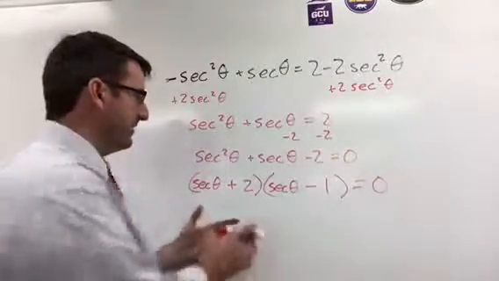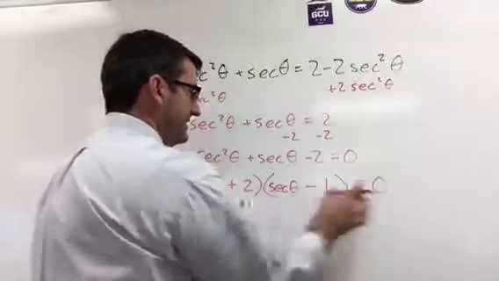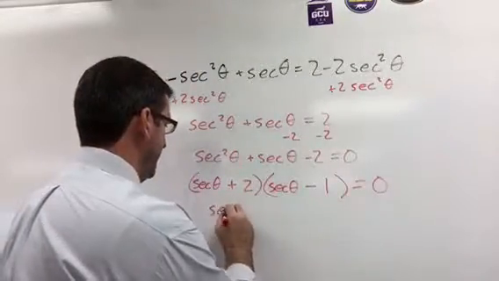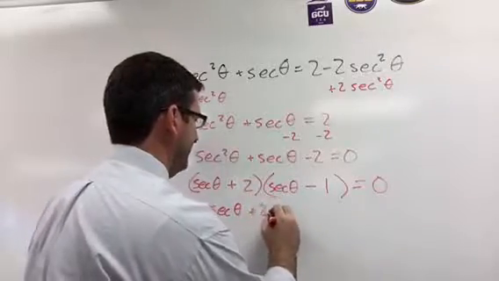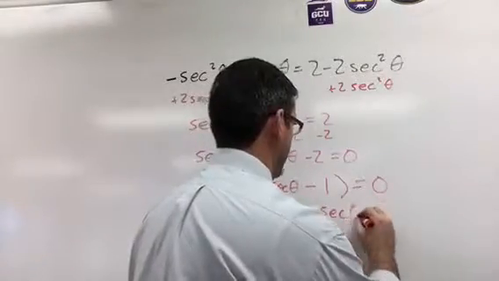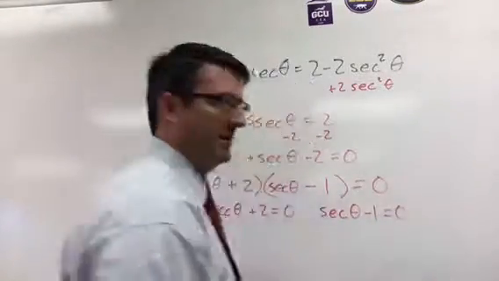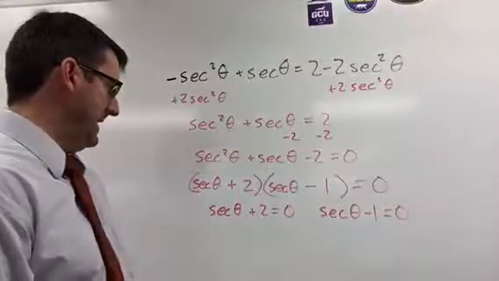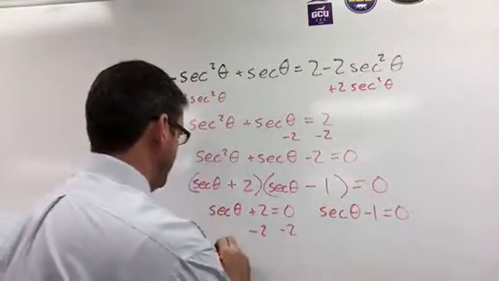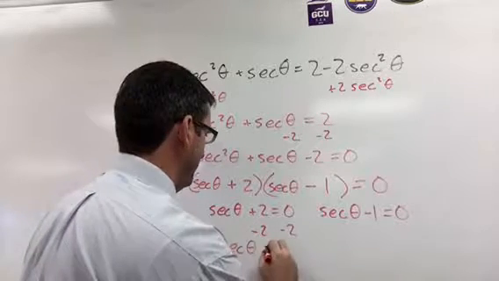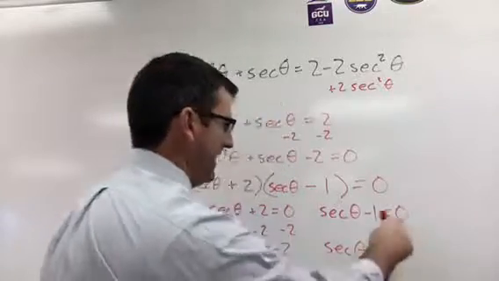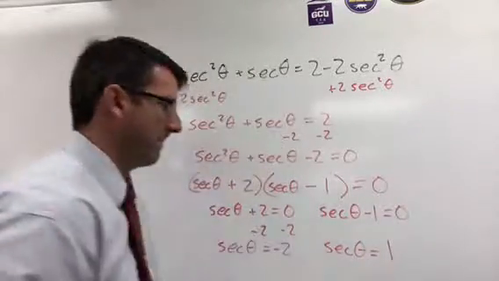Now the zero product property says that we can set each of these separately equal to 0. So secant theta plus 2 is equal to 0. And then we'll set this equal to 0. Secant theta minus 1 equals 0. And now subtract 2 from both sides. We get secant theta equals negative 2. And over here, we'll add 1 to both sides, secant theta equals 1.